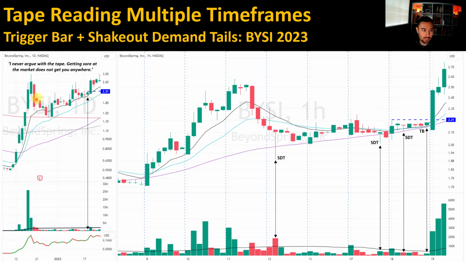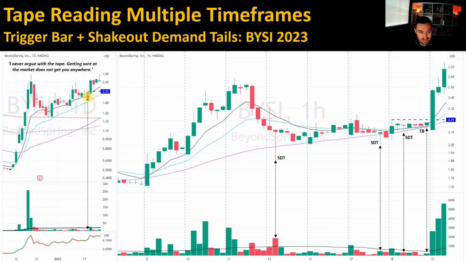So this stock here, powerful move. Look at the volume coming through. Inside bar sitting on the 10-day EMA, starts building higher lows in the base, and then when you deconstruct what happens in the last 4 days or so onto the 1 hour chart, shake out demand tail, the final session, shake out demand tail. What do you notice about the volume?